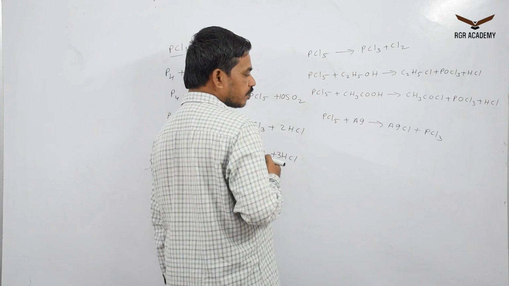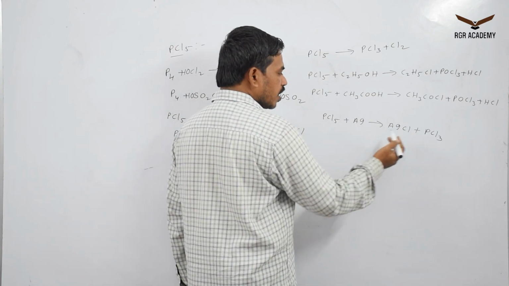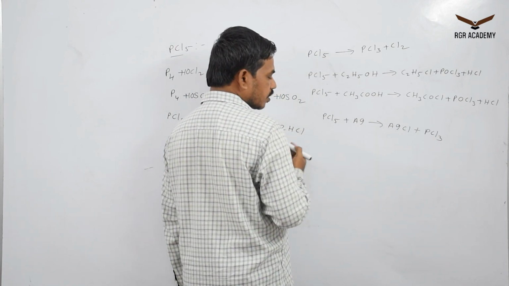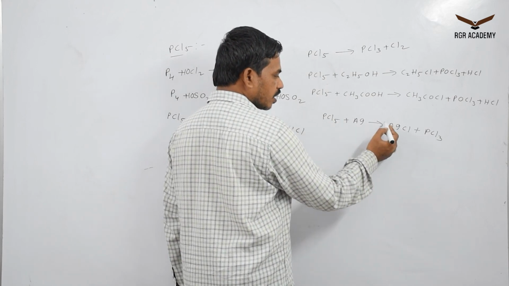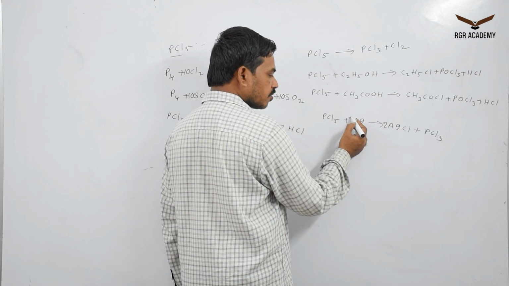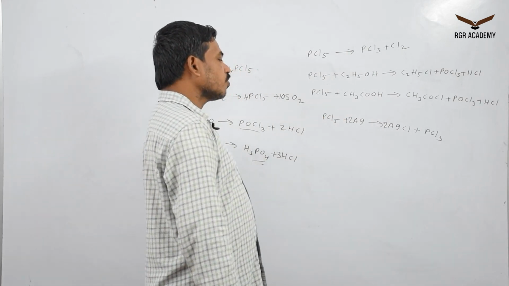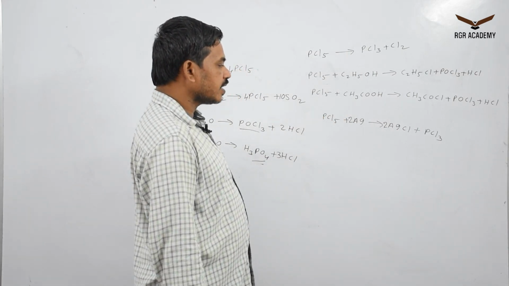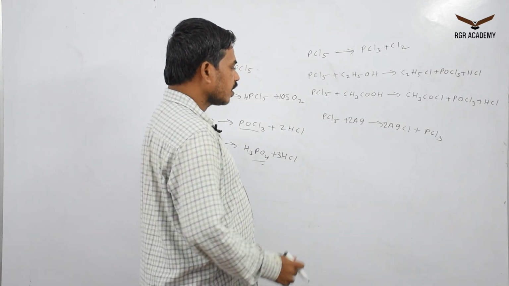Balance the equation. How many chlorine atoms? 3 chlorine atoms. How many chlorine atoms? 5 chlorine atoms. It is multiplied with 2. How many silver atoms? 2. PCl5 plus 2Ag gives rise to 2AgCl plus PCl3.